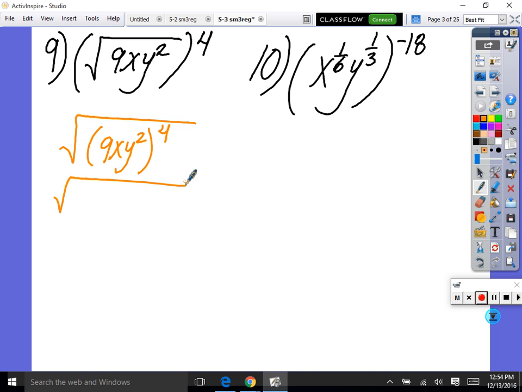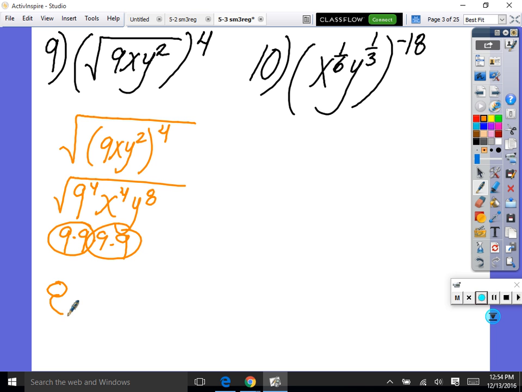If there is 9x and y squared all to the 4th, isn't that 9 to the 4th? X to the 4th, raise the power to a power, you multiply. So we have y to the 8th. Now 9 to the 4th is 9 times 9 times 9 times 9. We're pulling our groups of 2. So we have an 81, correct? 4 divided by 2 is 2, correct? And then 8 divided by 2 is 4. So that's one way of doing it.